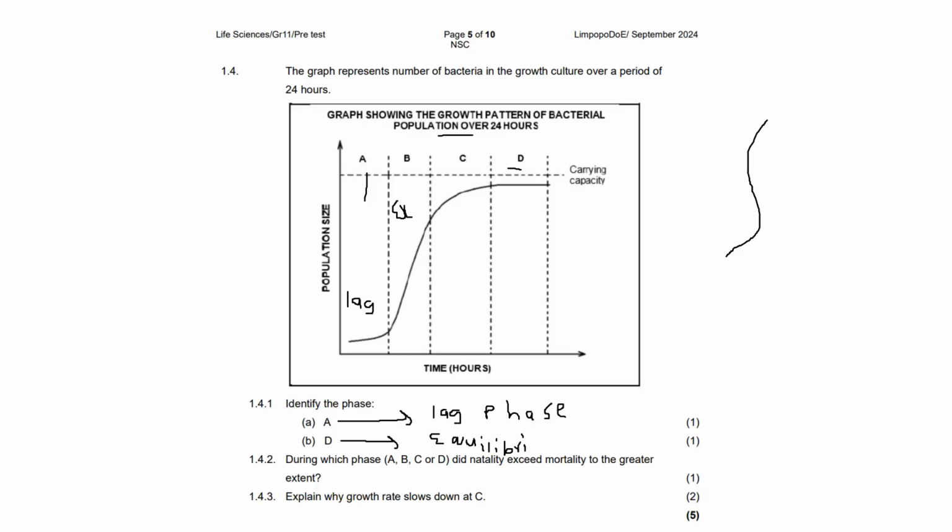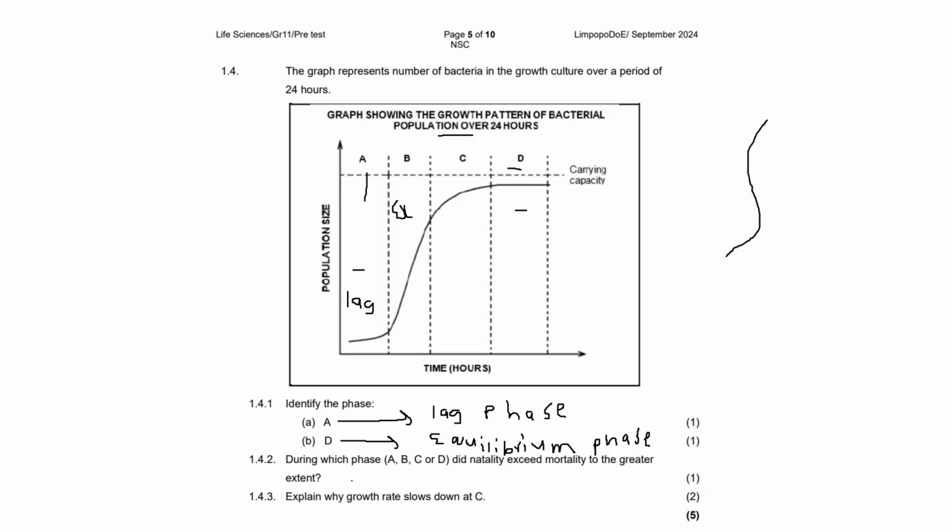C will be the deaccelerating phase. They didn't ask for C here. And B, we know, is the exponential phase. They won't ask us for A and D, but maybe in the next exam they will ask for B and C, or for all 4, so it's always good to know all 4. A is the lag phase, B is the exponential phase, C is the deaccelerating phase, and D is the equilibrium phase.